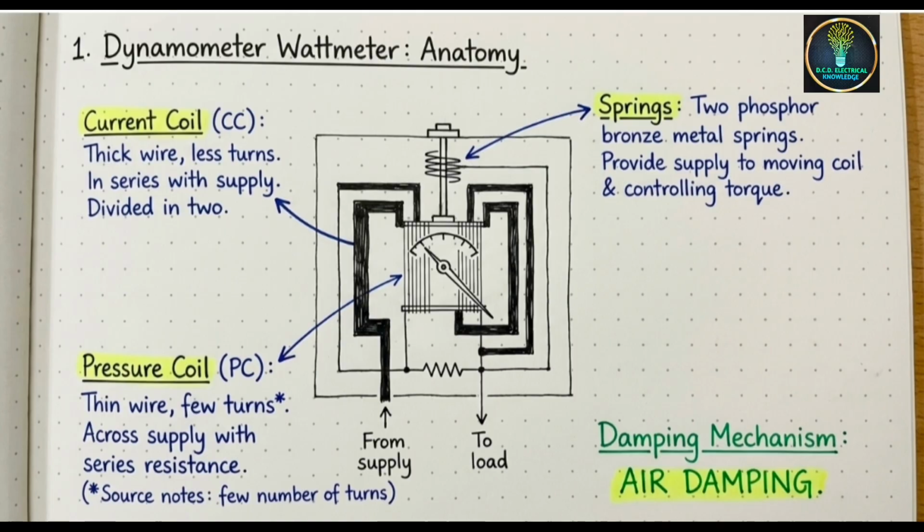Thick wire has low resistance, and fewer turns also have low resistance. So the current coil has low resistance. On the other hand, the pressure coil, thin wire, has more resistance, and more turns also have more resistance.